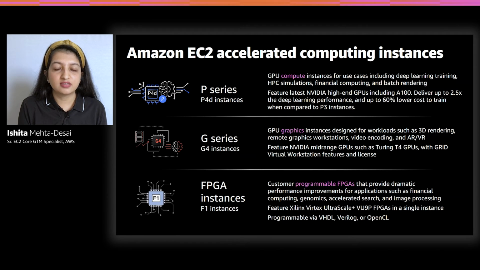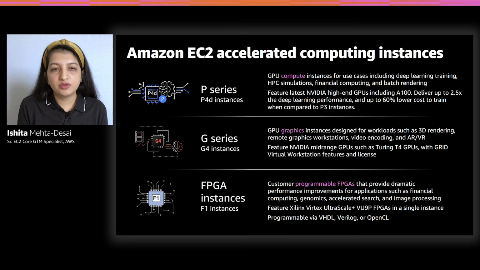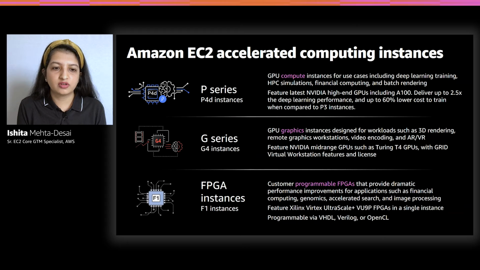The F1 instances are highly performant, easy to access, and fully customizable. What this means is you can directly access the FPGA hardware with a few clicks and accelerate application performance by over 30 times compared to general purpose CPUs. The F1 instances are best suited for workloads such as financial computing, genomics, compression and security algorithms, and search and analytics.